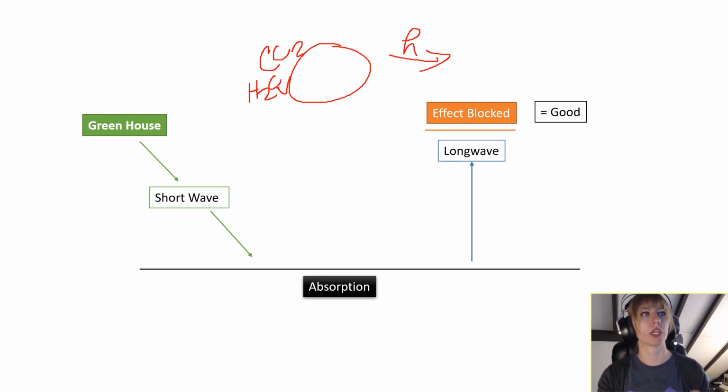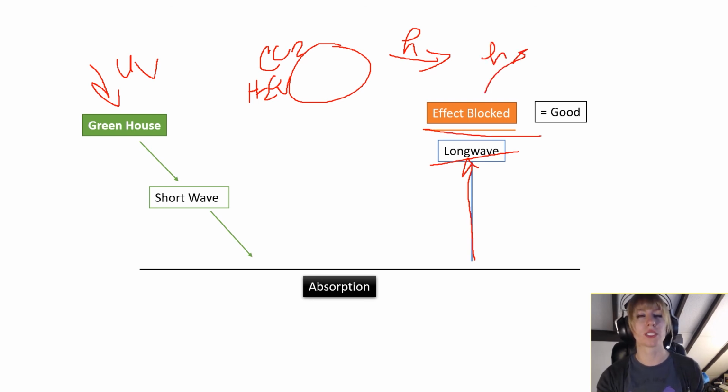So in a greenhouse, radiation can come in. It is either absorbed and then sent back out as long wave radiation, where in some cases it's going to be blocked from going back out. So it reduces the amount of heat that is released out, which for the most part is good, except when it's not.